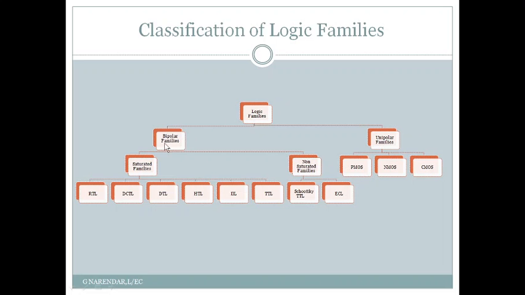Next we look at the bipolar family, where the semiconductor devices used are either bipolar junction transistors or diodes. Again, this is classified further into two categories, namely saturated families and non-saturated families. This classification into saturated and non-saturated families is based on the mode of operation of the devices.